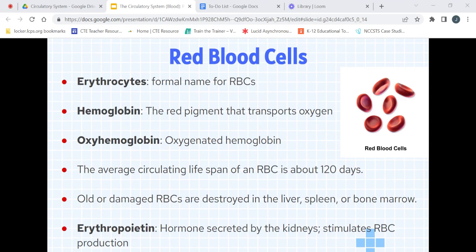When blood circulates through the brain or some other tissue where cells are low in oxygen, the reverse reaction occurs. The oxygen diffuses out of the capillaries and into the cell.